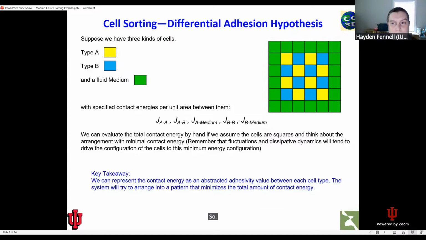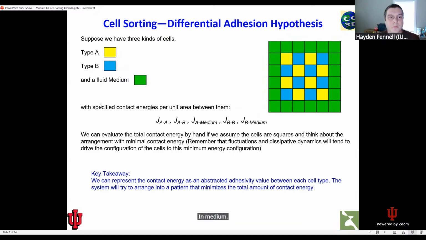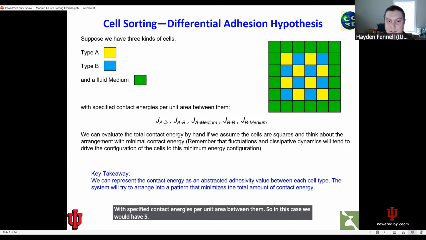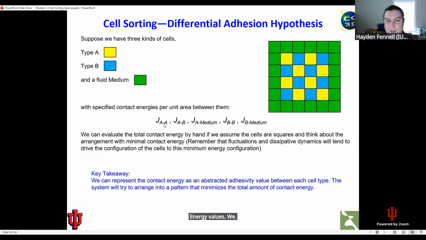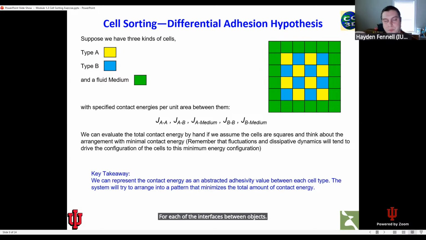So now we're looking at 2 kinds of cells. We have 2 embryonic cell types in medium with specified contact energies per unit area between them. In this case, we would have 5 energy values. We have cell type A to cell type A, cell type A to cell type B, cell type A to medium, cell B to B, and cell B to medium. So again, remember we have a contact energy value for each of the interfaces between objects in your simulation.